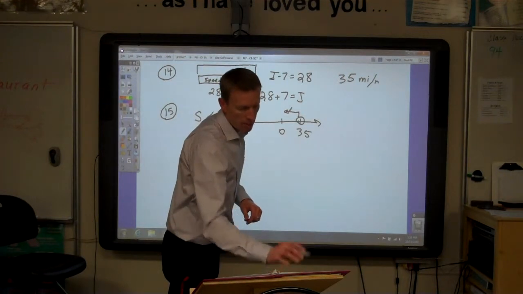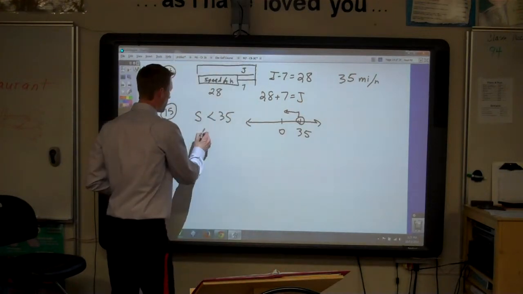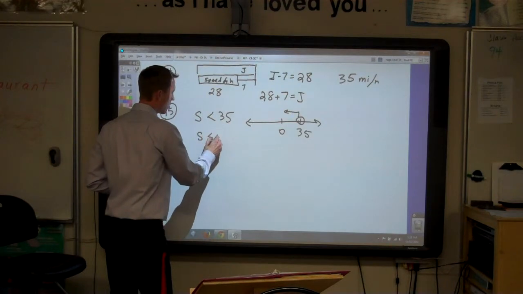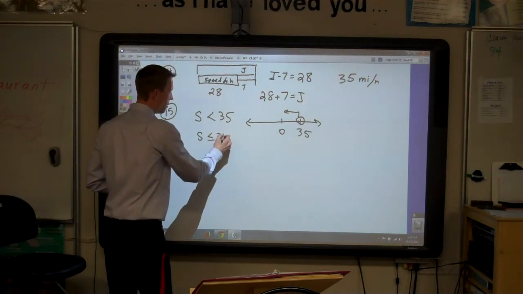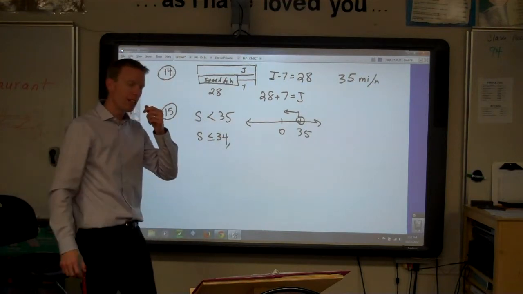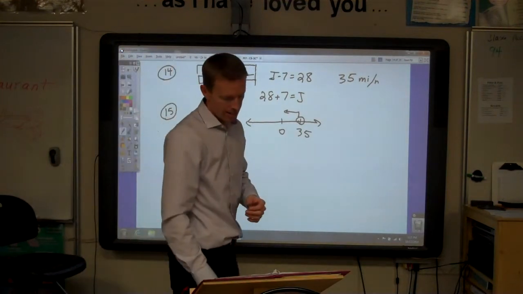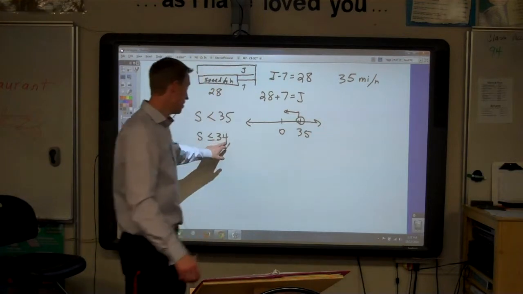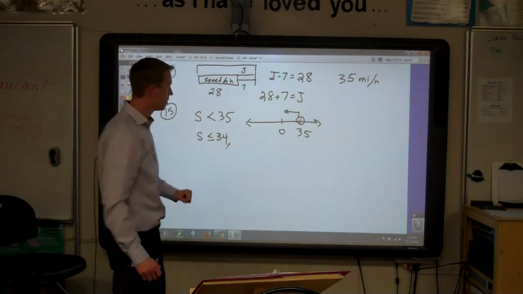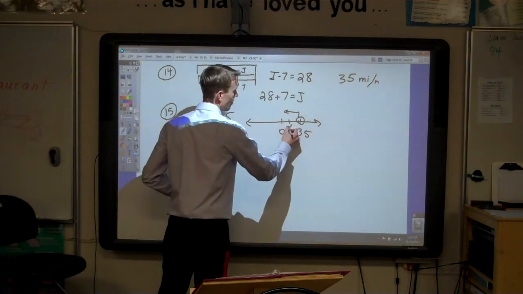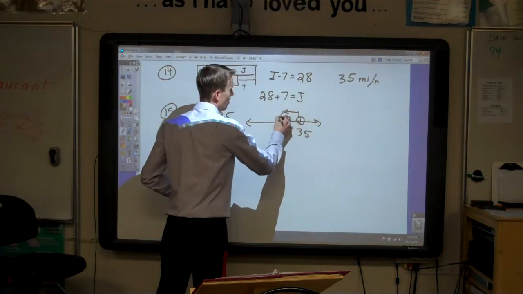You know what, I would also accept S is less than or equal to 34. The reason being that you can't have half of a person. Since we're talking about students, you could have 34 or less. So that's also acceptable. Okay?